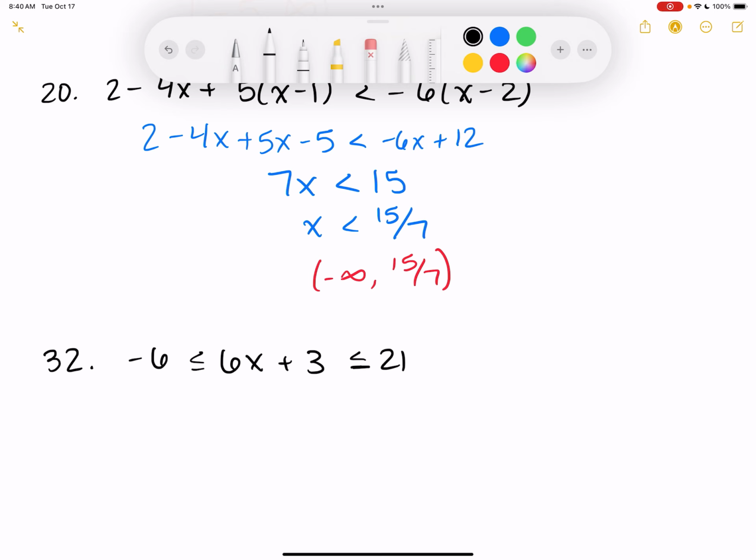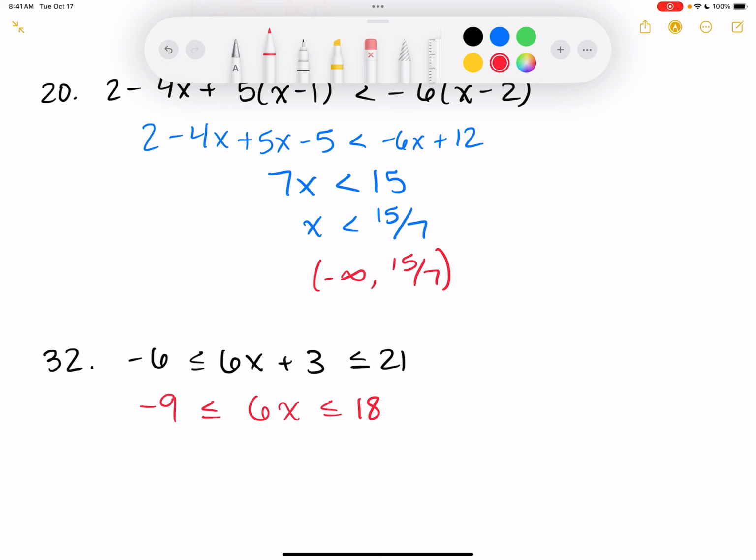When we're moving stuff out of the middle, because I'm trying to get x by itself, I have to move it on both sides. A lot of times people get confused and are like, well, I just feel like subtracting 3 from -6, and they don't also do it from 21. So make sure you do it from both. So -6 minus 3 is going to be -9. Is less than or equal to 6x is less than or equal to 21 minus 3 is 18.